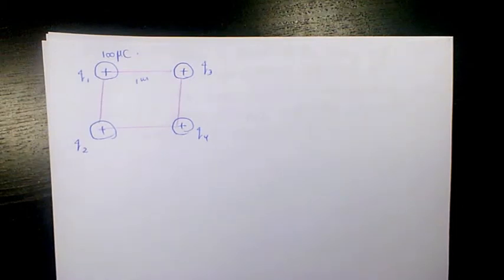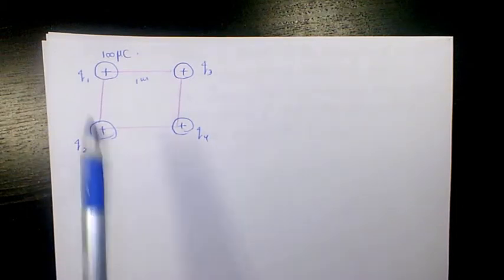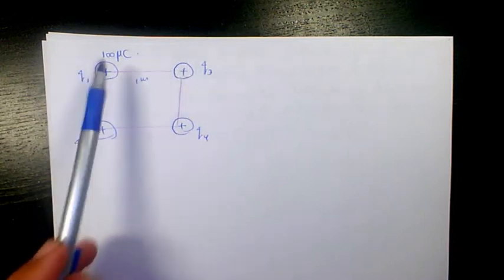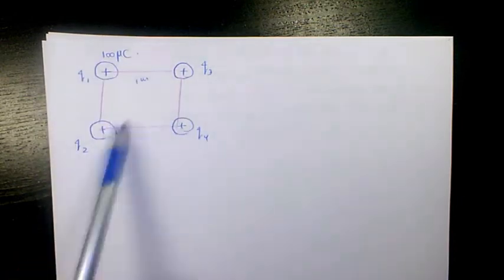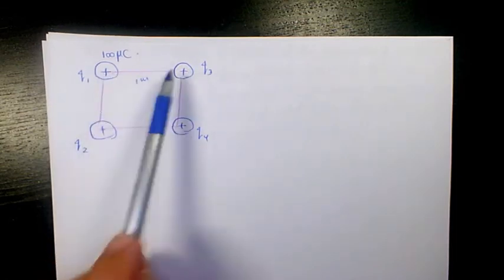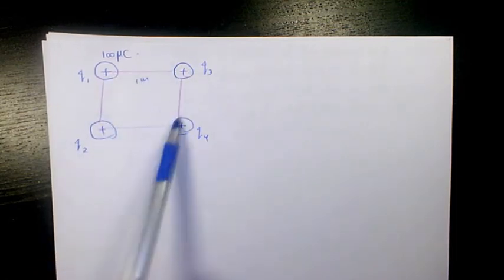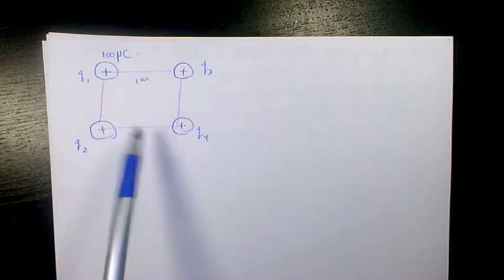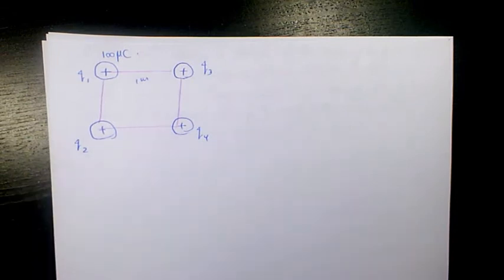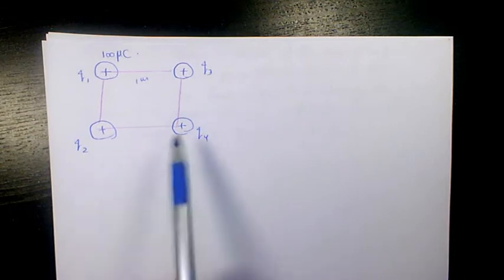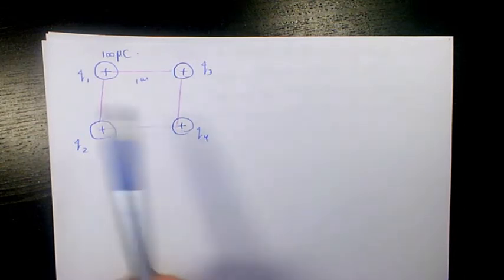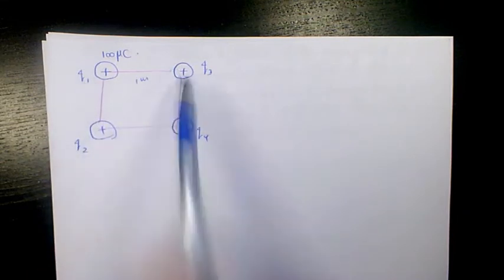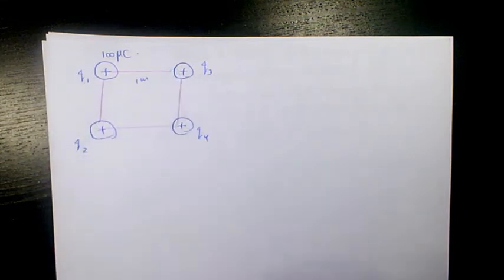In this example, we have 4 charges, same number, all of them are positive, 100 microcoulomb each, and they are separated by 1 meter from each other. As you see here, we have a square arrangement. I want to show you how to find out the force on Q4 due to the presence of Q1, Q2, and Q3. Let's see.